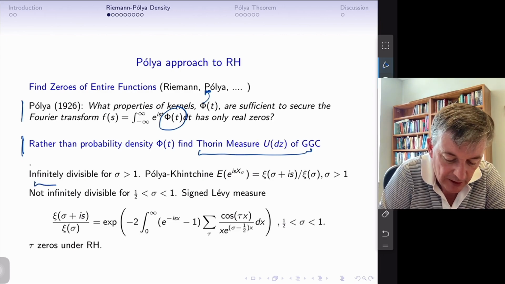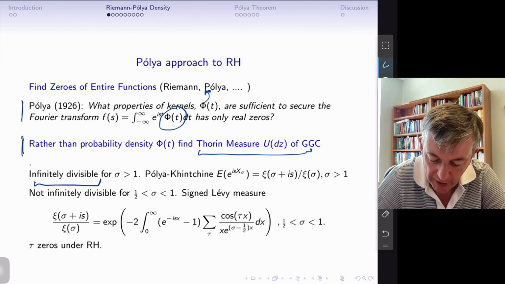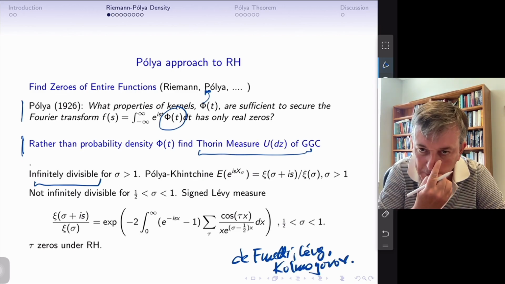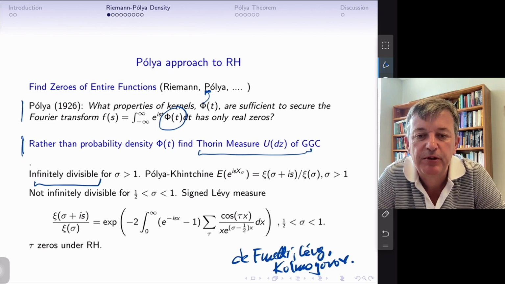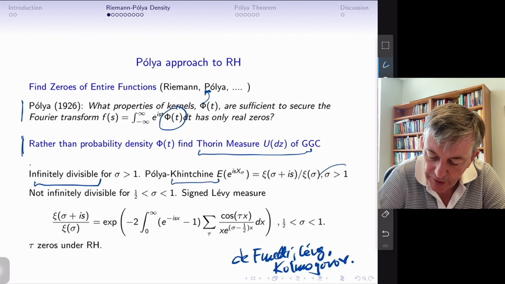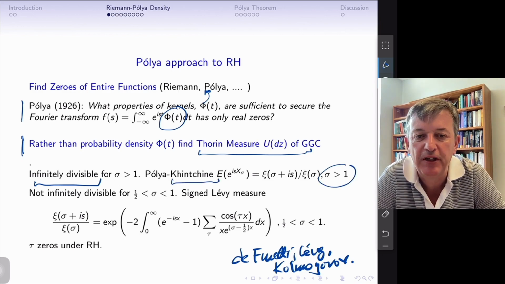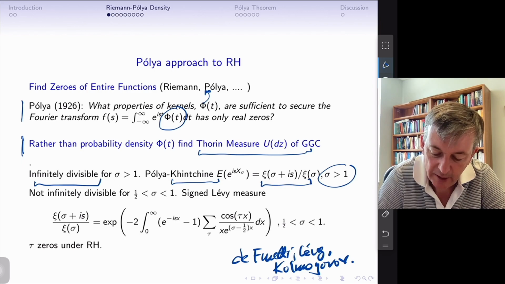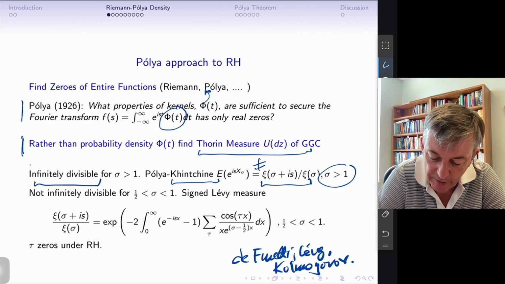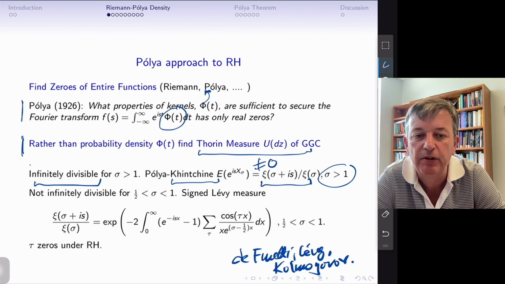Now, there's a class of probability distributions, infinitely divisible ones. De Finetti, Levy, and Kolmogorov, in the late 1920s and early 1930s, talked about these types of random variables, and Khinchin basically proved that as long as sigma is bigger than 1, so essentially you can just use the Euler product form, the zeta function can be written as a Fourier transform of an infinitely divisible random variable, and we know by properties of infinitely divisible random variables that they don't have any zeros.